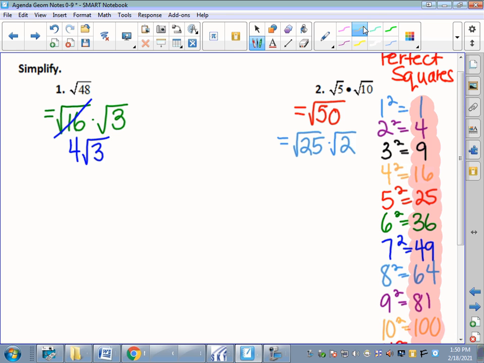So 25 is a perfect square. What's its square root? And what do you do with the square root of 2? Bring that guy right down. So you've got 5 times the square root of 2 for your final answer.